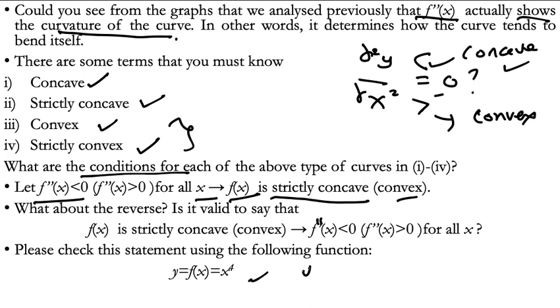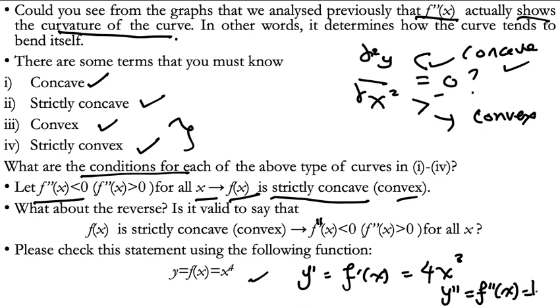So if you take the first derivative, f prime x, isn't it? Then it becomes 4x cubed. Okay. Now, if you take the second derivative, then it becomes 12x squared.